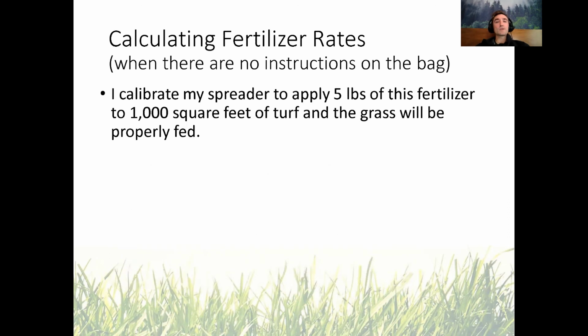So we can calibrate our spreader to apply 5 pounds of fertilizer for 1,000 square feet of turf. And when we do that, the grass will be properly fed.